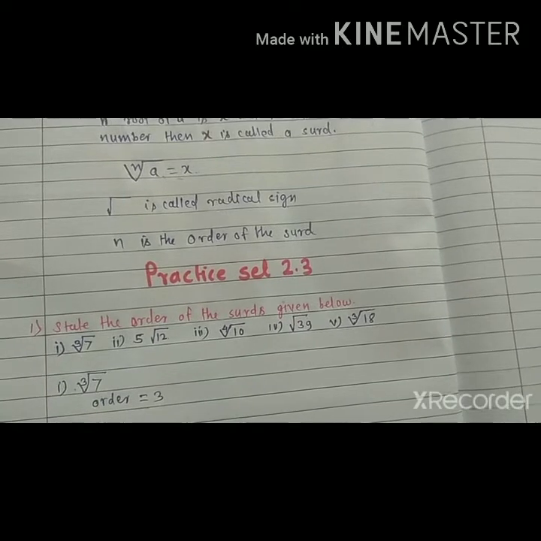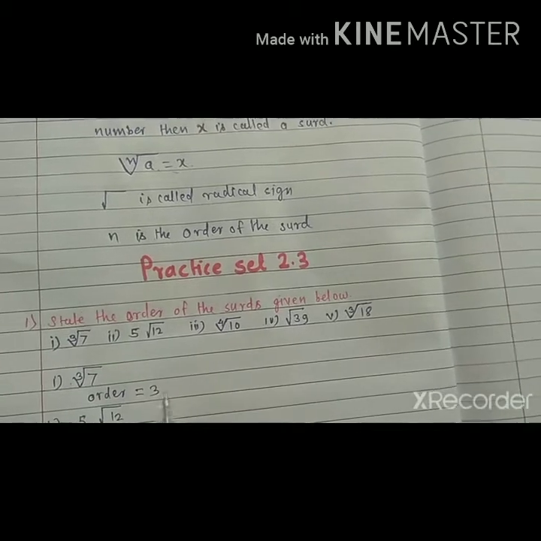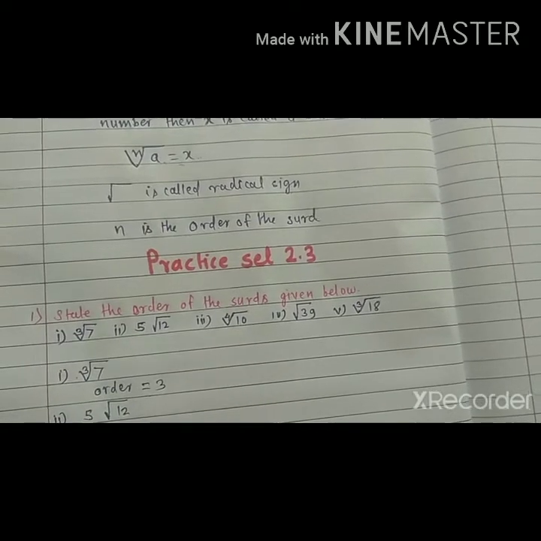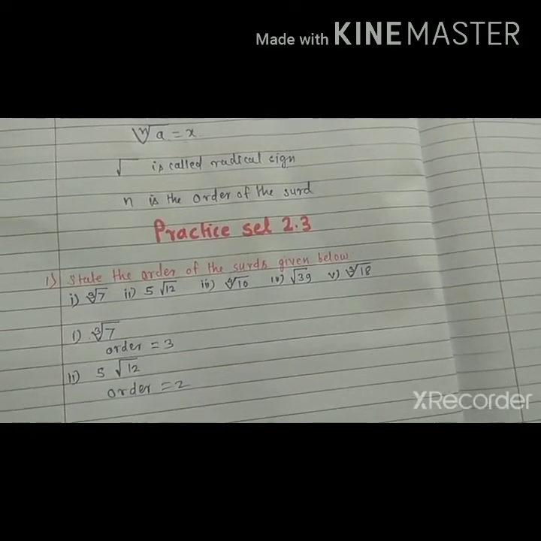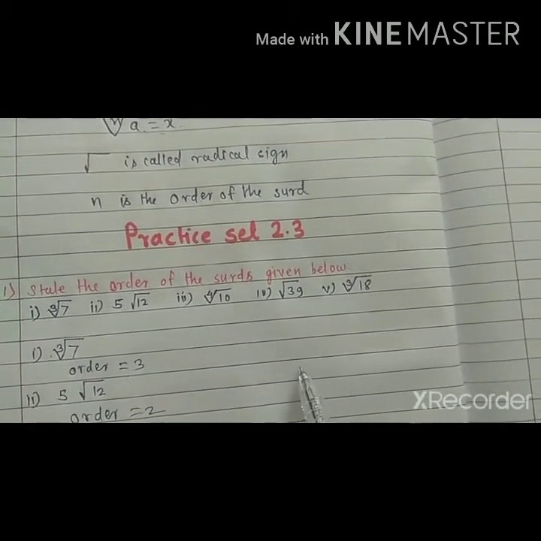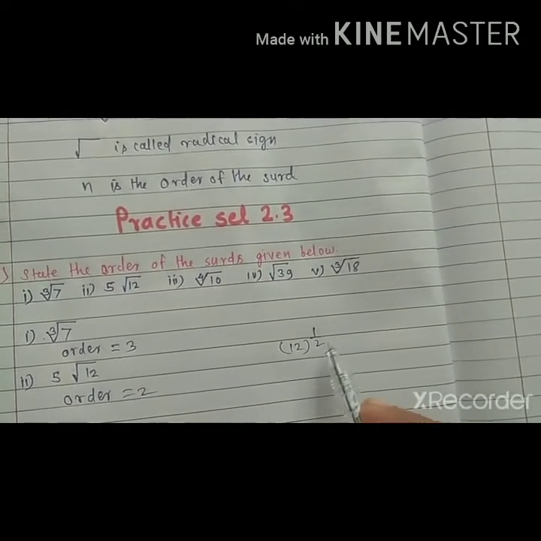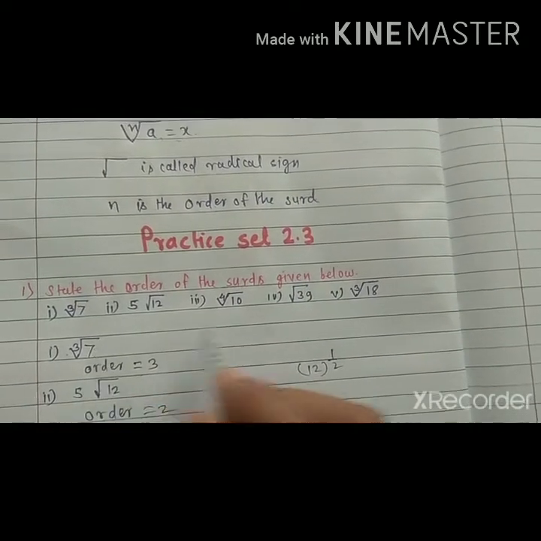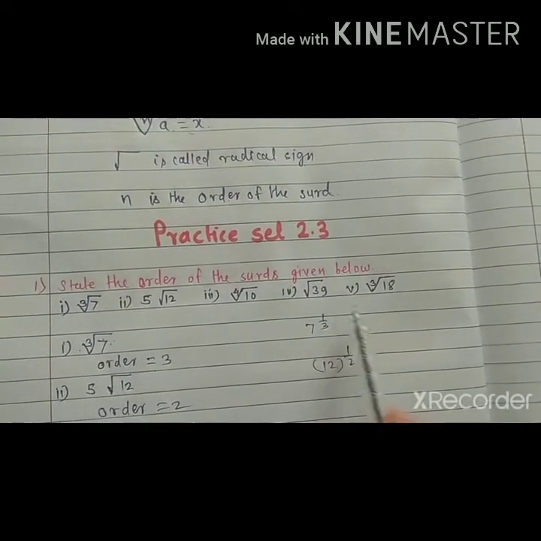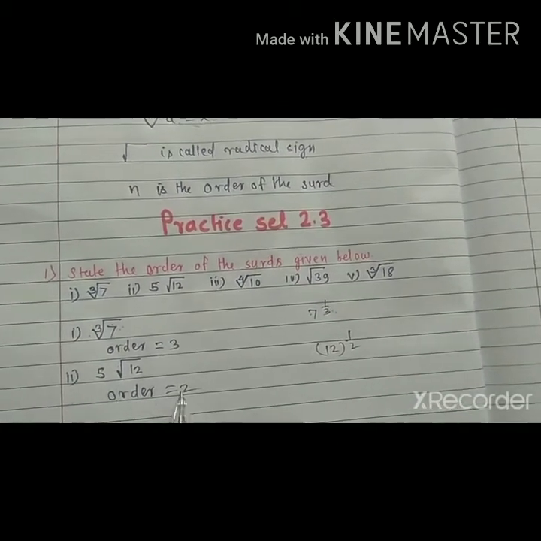Second, 5 into square root 12. So the order is 2. This is a square root. Square root means 12 raised to 1 upon 2, so the order is 2. Cube root means 7 raised to 1 upon 3. It can be written as cube root 7, or 7 raised to 1 upon 3, so the order is 3.